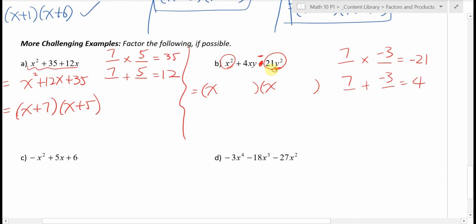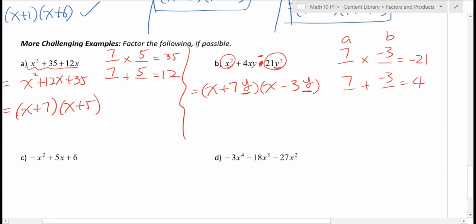Think about how we get this last term. The last term is always the second term in the first set of brackets times the second term in the second set of brackets. So to get y squared, we need to have a y in each one of them. Okay, and now we can just do what we just learned. We found out the a and b in this case are 7 and -3, so it's going to be x plus 7y and x minus 3y.